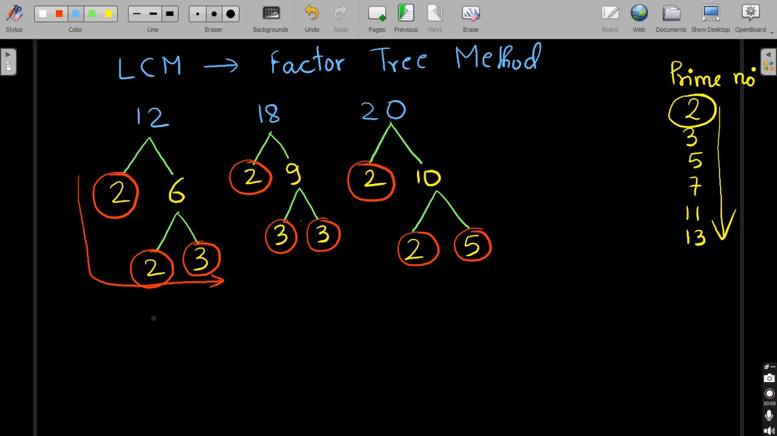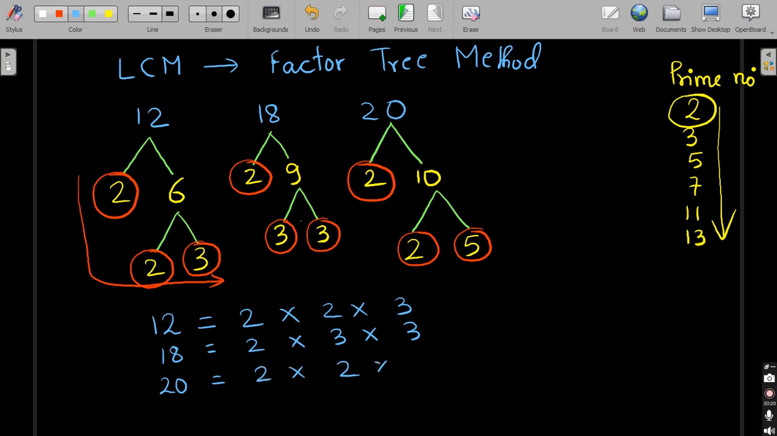Up to completing here, what will I write? I will write here 12 is equal to, what are the numbers? 2 into 2 into 3. And next, what is the next number, 18? What can I write here, dear students? 2 into 3 into 3. Now what is the next number? 20. What can I write here? 2 into 2 into 5. Up to here I have written.